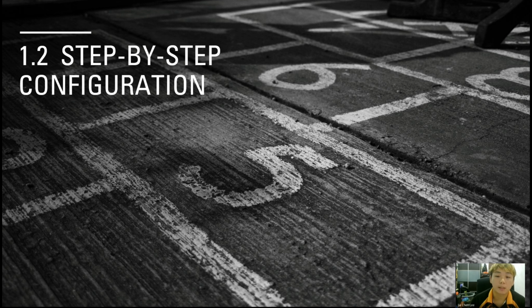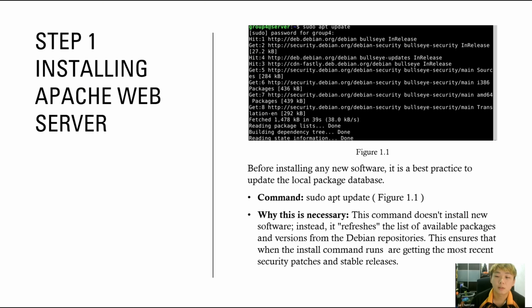Let's move into the step-by-step configuration. Our first step is installing Apache Web Server. However, before we install any new software, best practice dictates that we update the local package database. By running the command sudo apt update, we refresh the list of available packages and versions from the Debian repositories. This doesn't install software yet. It is simple and ensures that when we do, we receive the most recent security patches and stable releases.